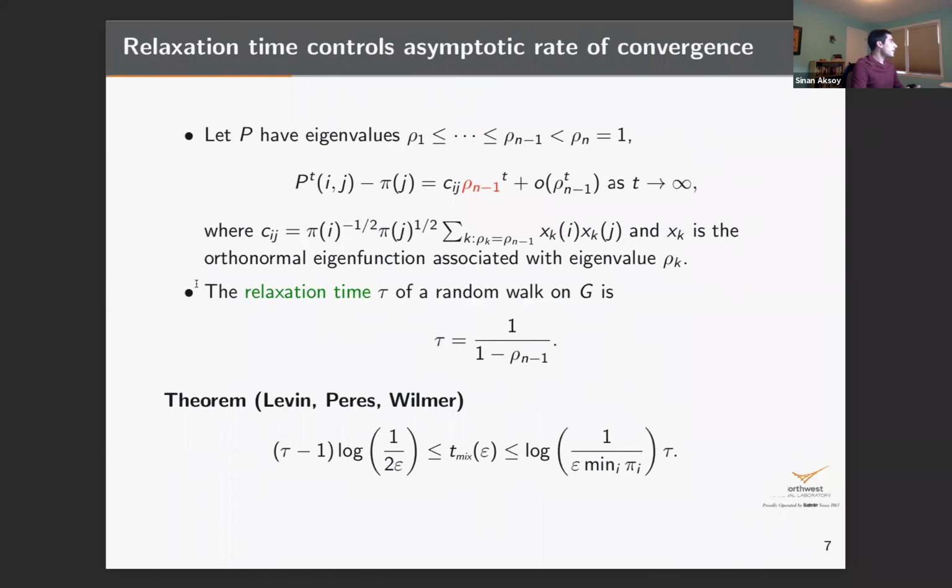As you might expect, this notion of relaxation time is indeed related to the epsilon mixing time. In fact, Levin, Peres, and Wilmer proved that you can upper and lower bound the epsilon mixing time in terms of tau via these upper and lower bounds.